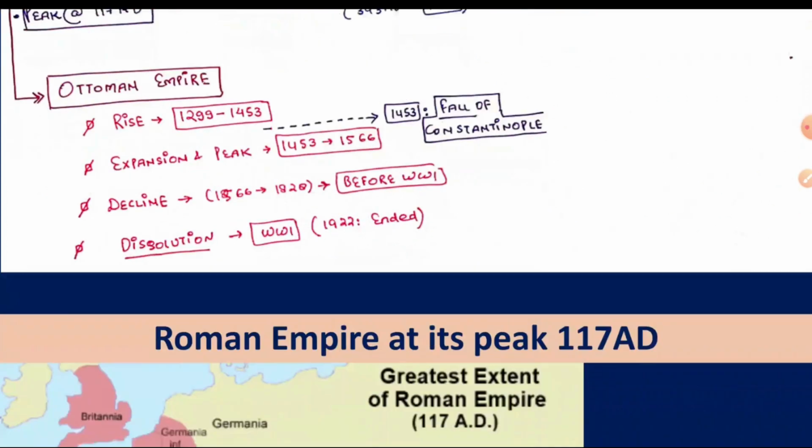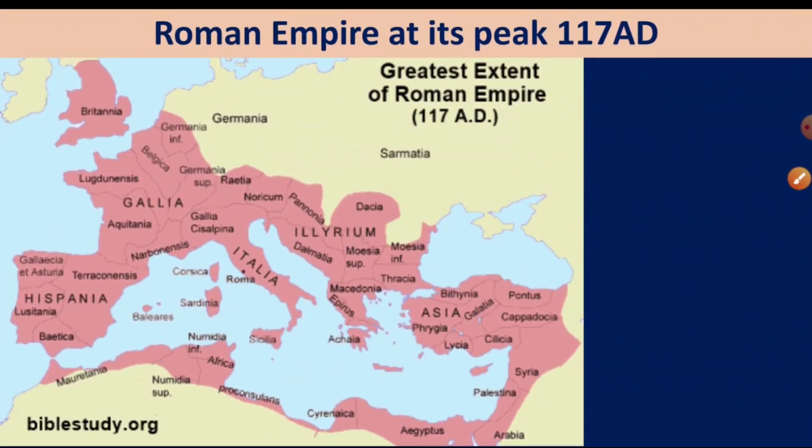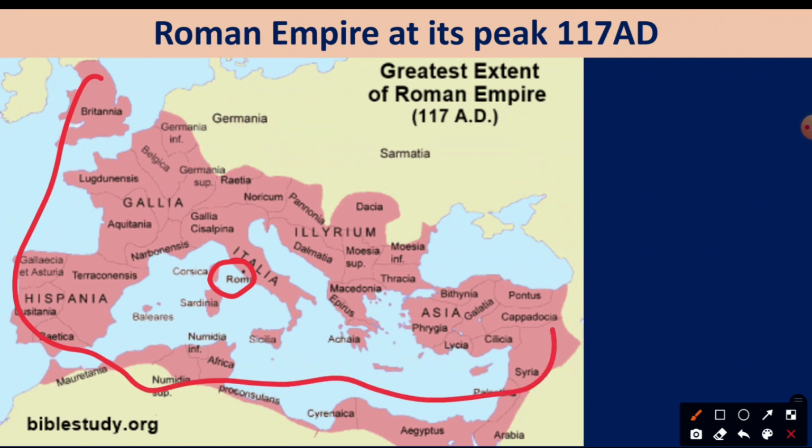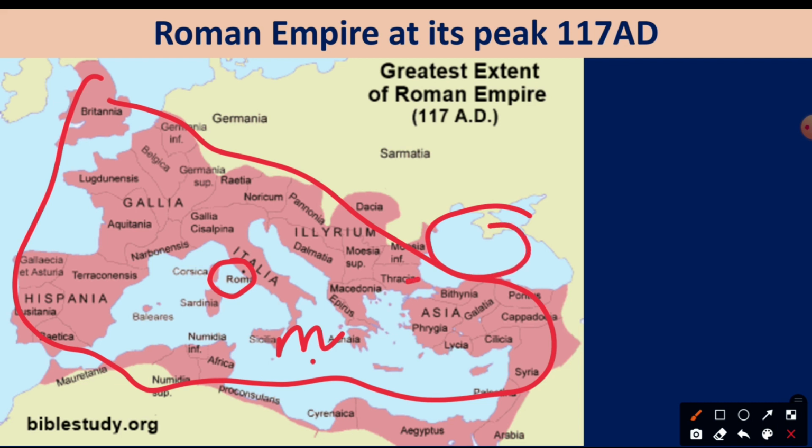Now, let's start from the Roman Empire. As I've said, the Roman Empire was at its peak at 117 AD. The capital was Rome in Italy. You can see the extent of the Roman Empire, a very huge empire. And more importantly, they sit at a very critical juncture: the Mediterranean Sea, the Black Sea, you can see these places, the Sea of Marmara. Sorry, the Atlantic here, the Strait of Gibraltar.